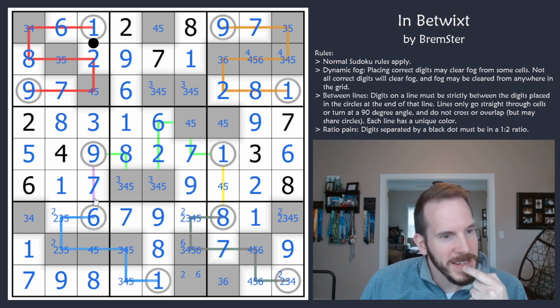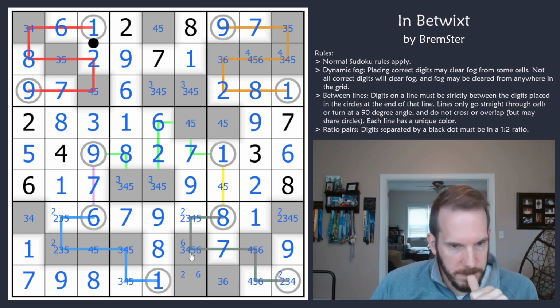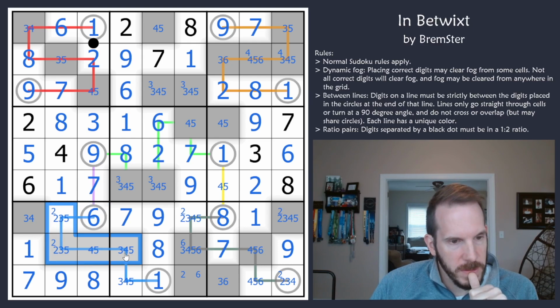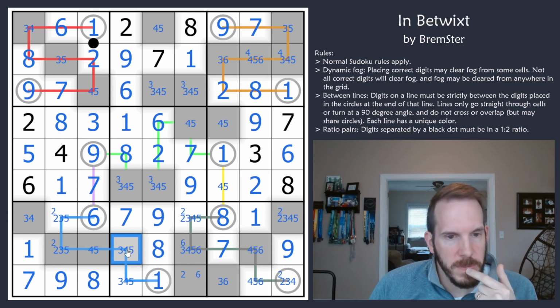Scanning, scanning, scanning. 3, 4. 4, 5, 2, 3, 5. Wonder if it has something to do with now these between lines. We've already got these limited to 2, 3, 4, 5. Making sure there's nothing simpler before I go down these lines of thought.